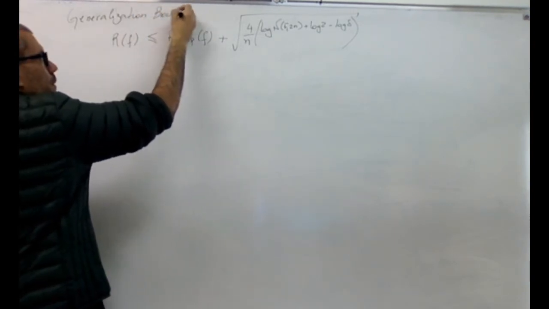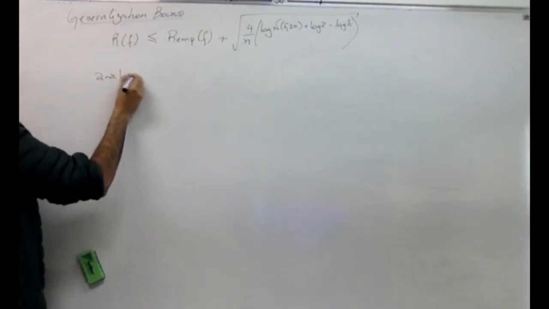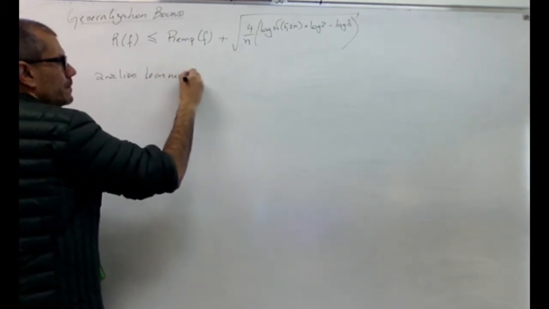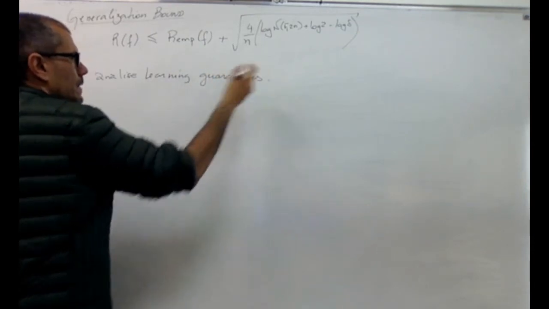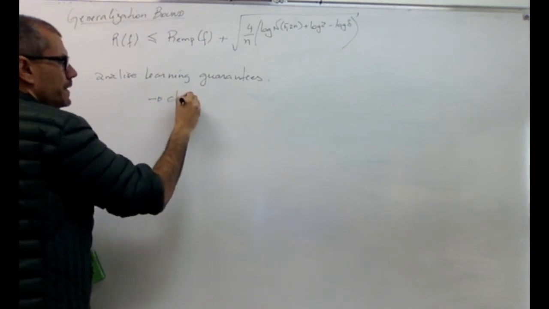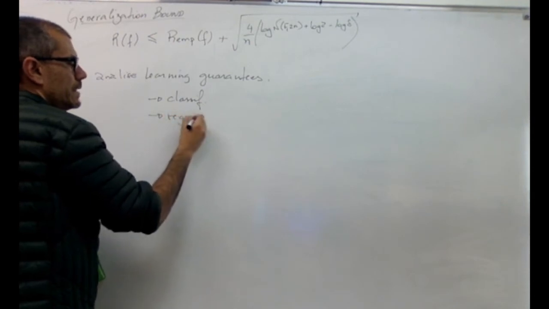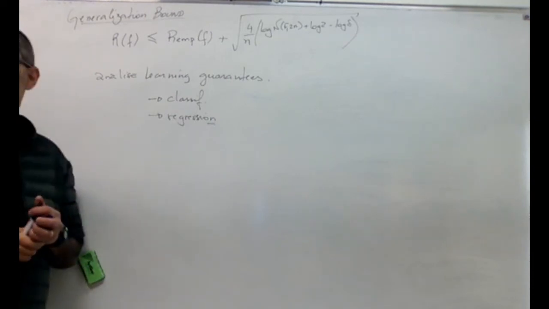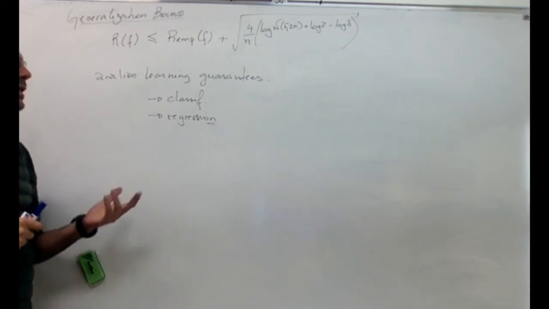as the best possible way to analyze learning guarantees, in the sense of classification and in the sense of regression. It doesn't work, of course, for unsupervised learning, because this is not unsupervised. You have a loss function to compute the error, so there's no way of using that directly for unsupervised learning.